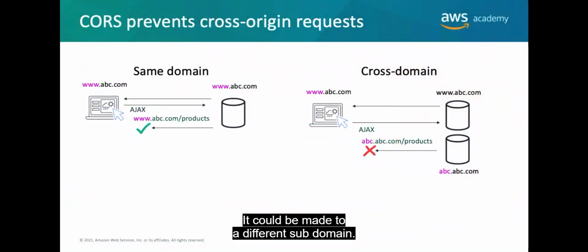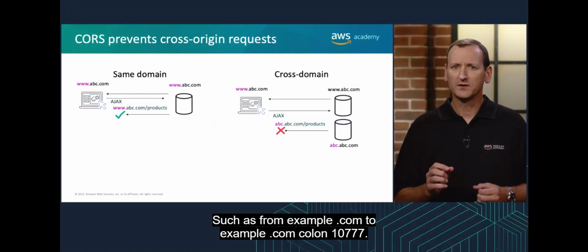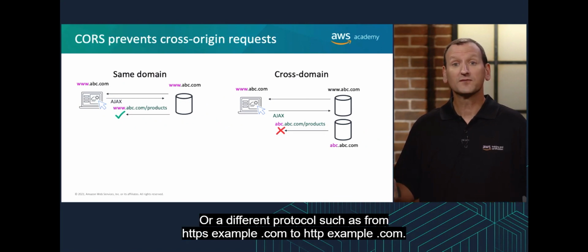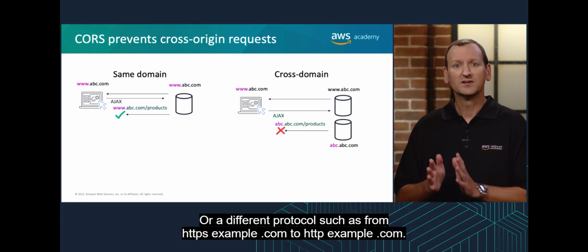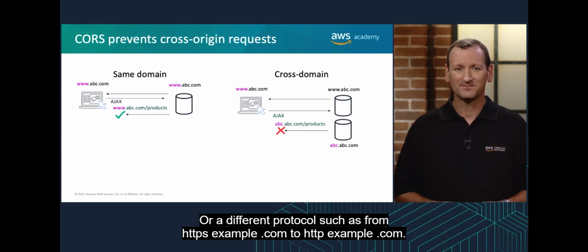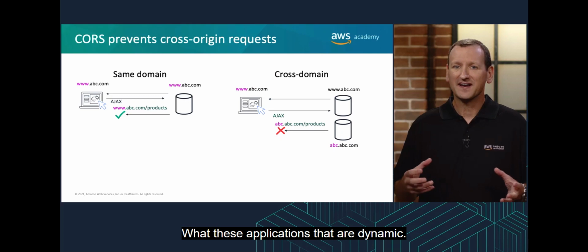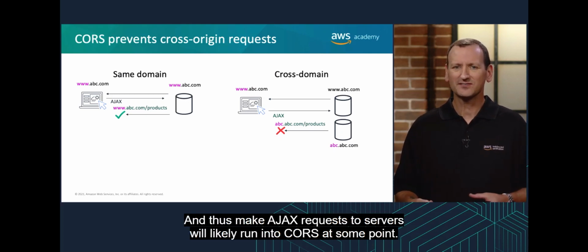It could be made to a different subdomain. For example, from example.com to petstore.example.com. A cross-origin HTTP request could also be made to a different port, such as from example.com to example.com:10777, or a different protocol, such as from HTTPS example.com to HTTP example.com. Web-based applications that are dynamic and thus make AJAX requests to servers will likely run into CORS at some point.